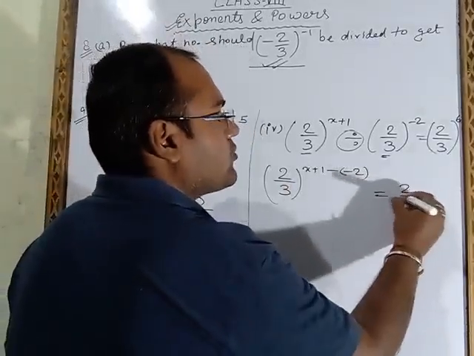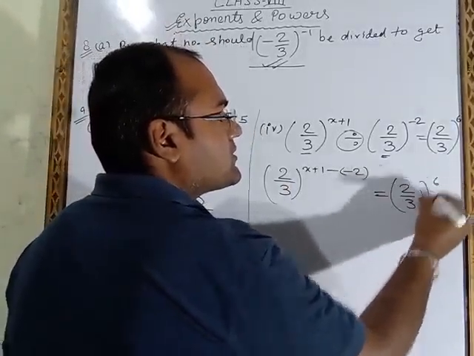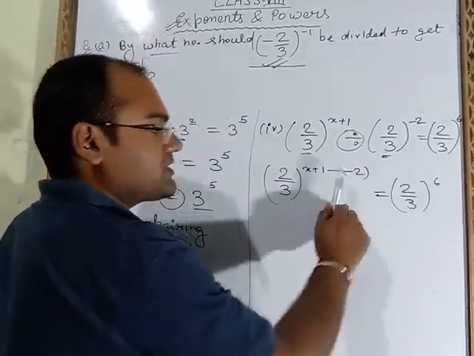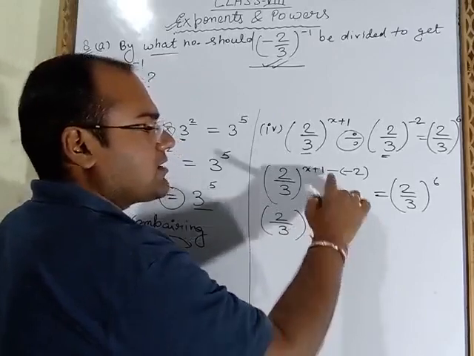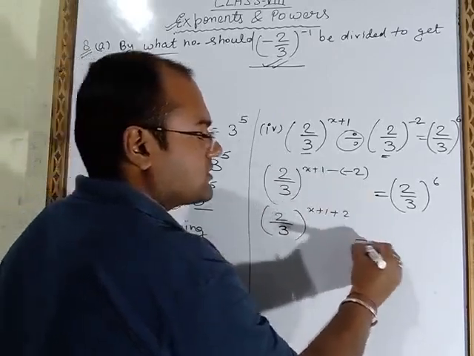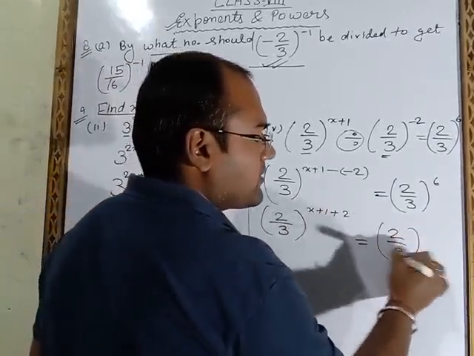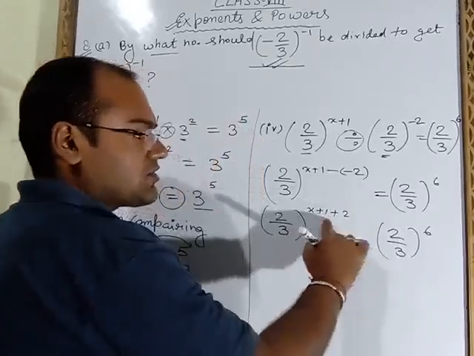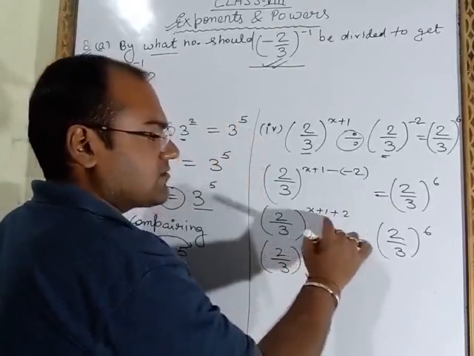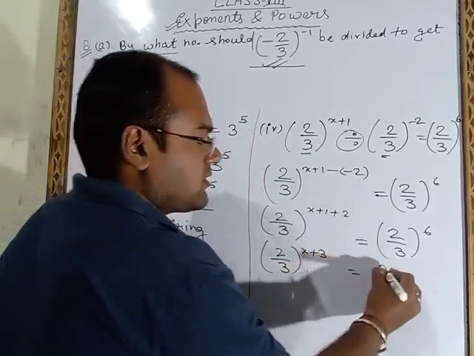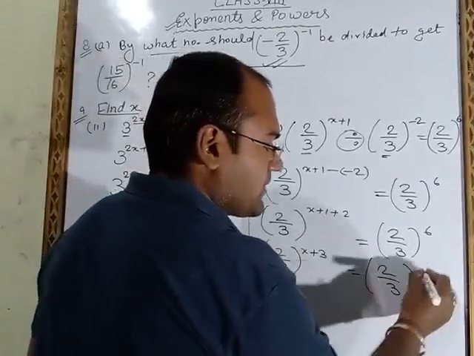Is equal to 2 upon 3 power 6. Now we have to open this bracket. 2 upon 3 power x plus 1, minus and minus will become plus 2, is equal to 2 upon 3 power 6. Now we will solve these two. 2 upon 3 power x plus 1 plus 2 will be 3, is equal to 2 upon 3 power 6.